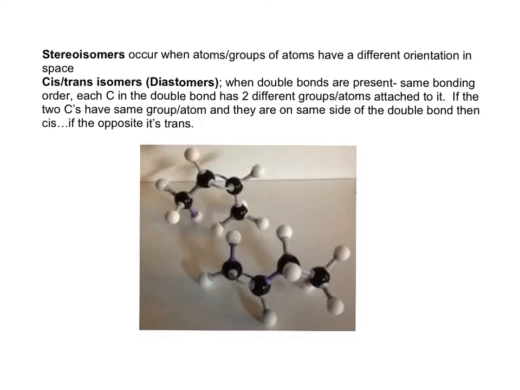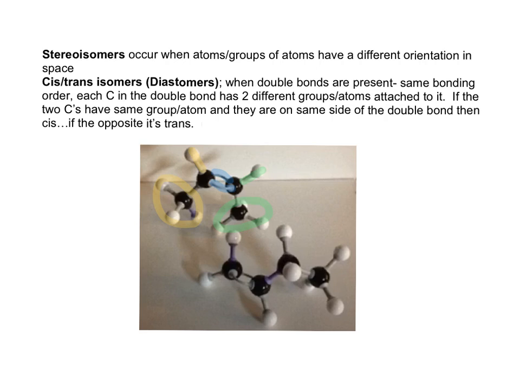Okay, stereoisomers occur when atoms and groups of atoms have a different orientation in space. You can have cis-trans isomers or diastereomers, and these can only occur when you have a double bond. So what happens is you have a double bond and then you look at the groups that are attached to it. So for this compound, here's your double bond. So you look at the carbons on either side of that double bond. So this carbon on the right has a hydrogen attached to it, and it also has a methyl group. On the other side, there's a hydrogen and a methyl group. So they have 2 different groups on each of the carbons across the double bond. So where the blue lines are, each of those carbons has 2 different groups on it.